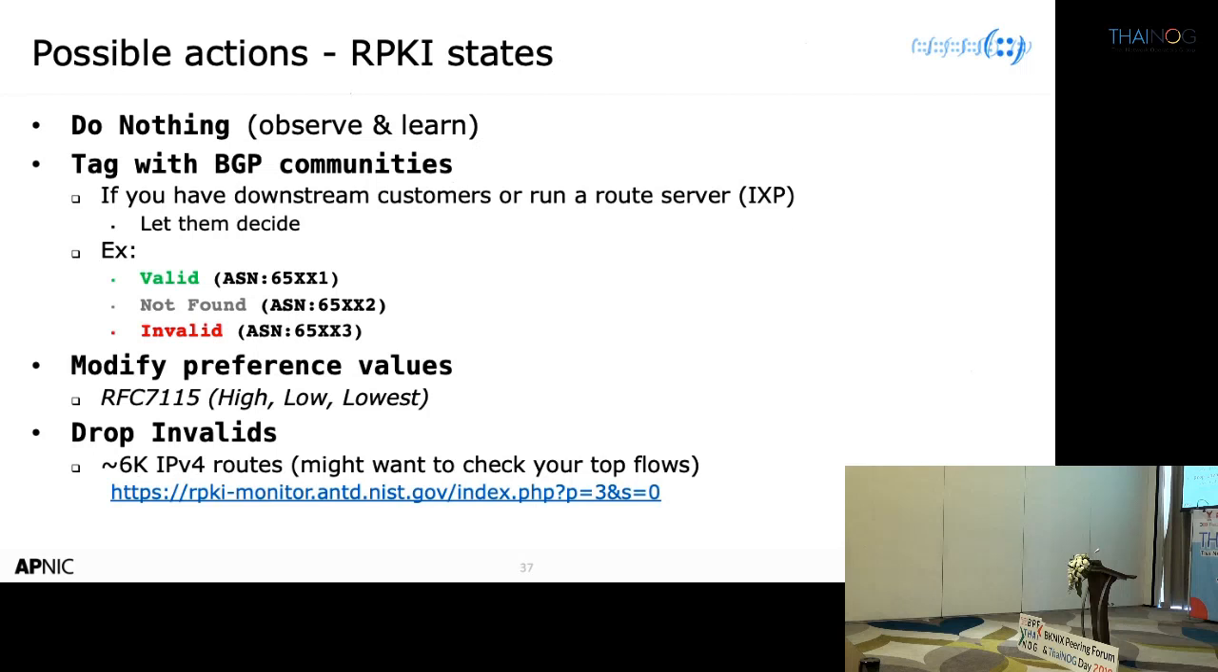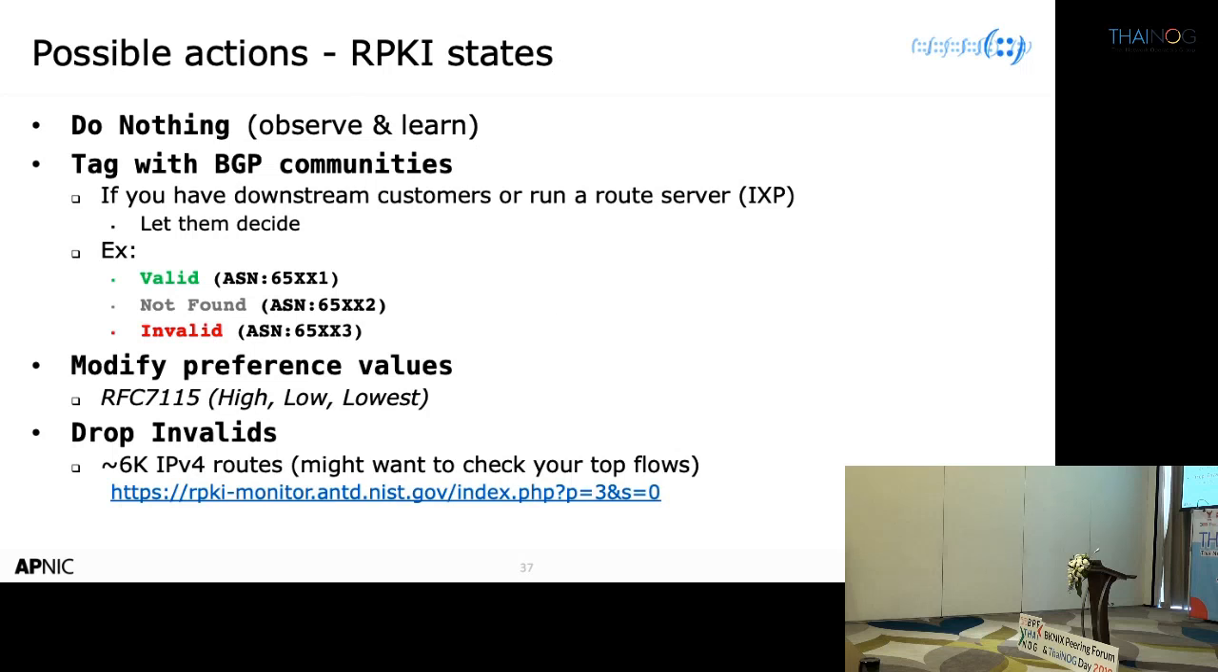Possibly you want to observe. You start doing route origin validation. You want to see how many are valids, how many are invalids, how many are not found. And you might want to investigate further why it's invalid, right? Sometimes it could be invalid because someone is trying to do something bad, or it may not be that case. It could be some mistake somewhere, right? You want to verify those things. Second one, if you have downstream customers, or if you're an internet exchange, right?